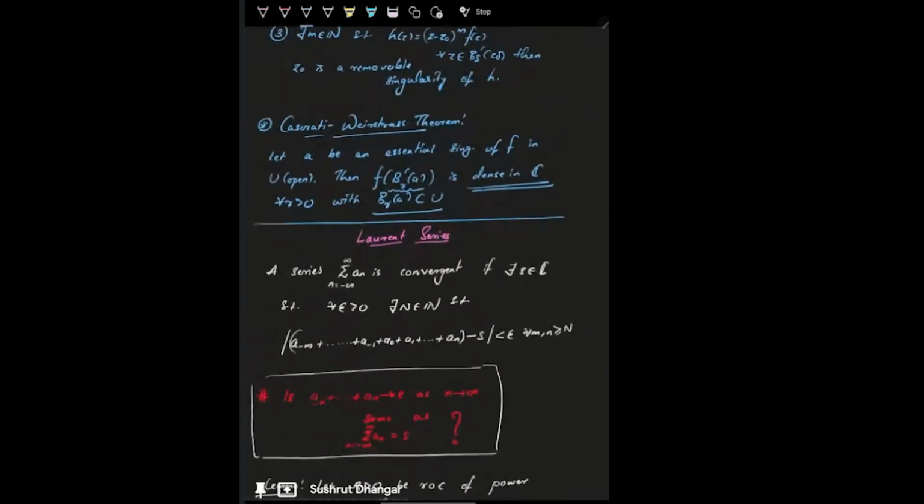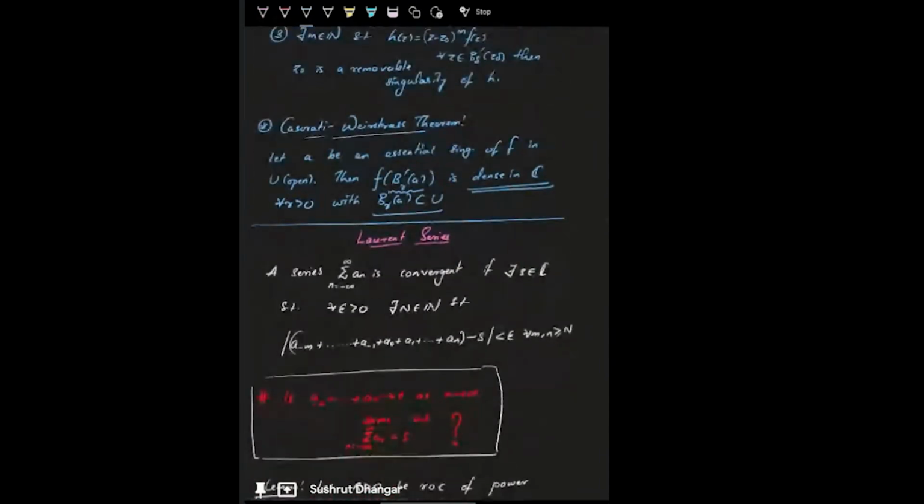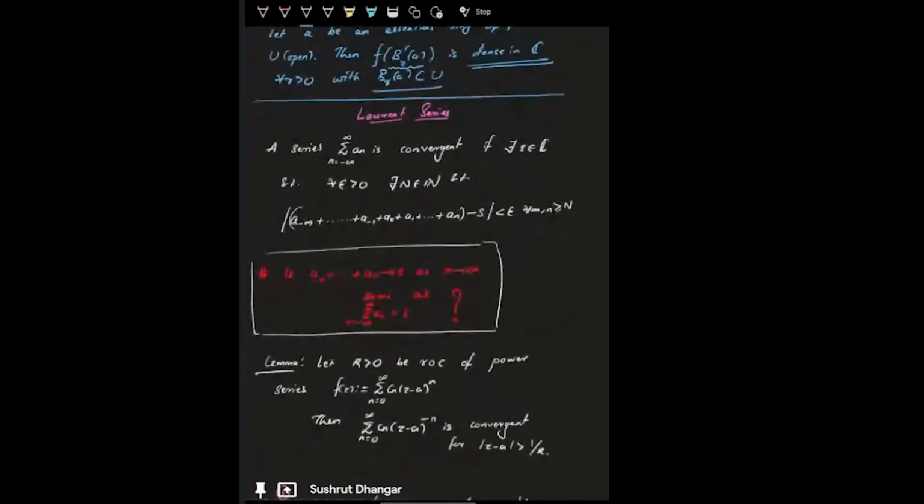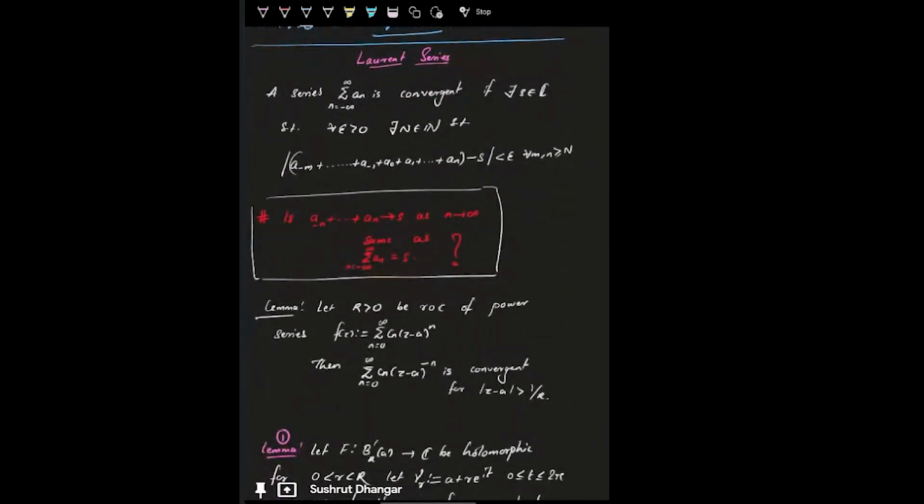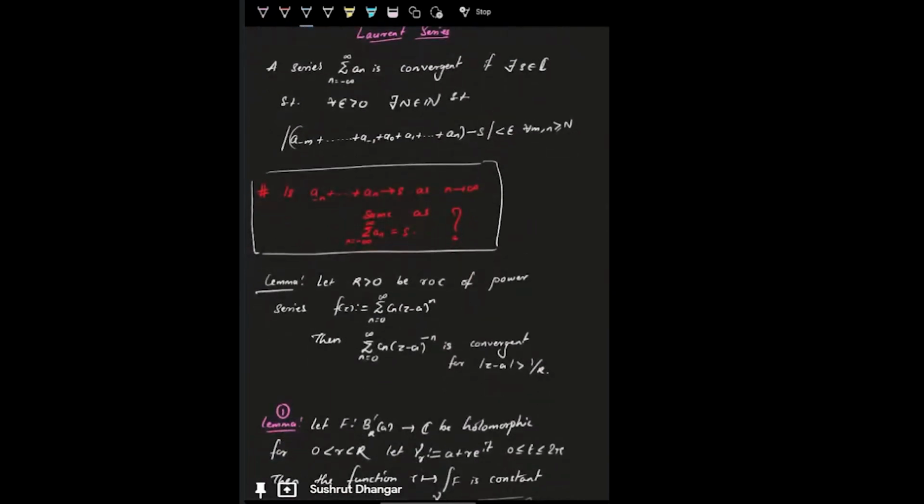These are some interesting results, and they are the building blocks of the theory of Laurent series and residue theorem. Now let's talk about Laurent series. Let's build some theory on Laurent series. Now, if I have a series of the form summation n goes from negative infinity to infinity a_n, that is convergent.